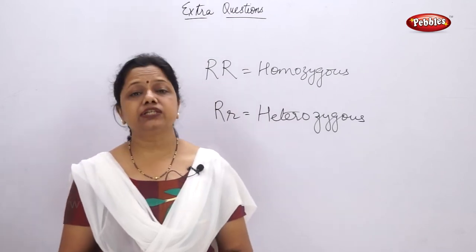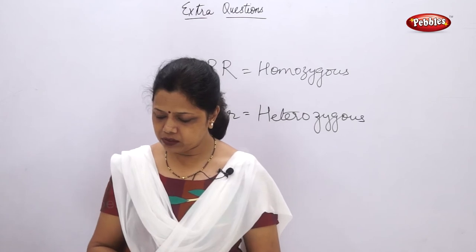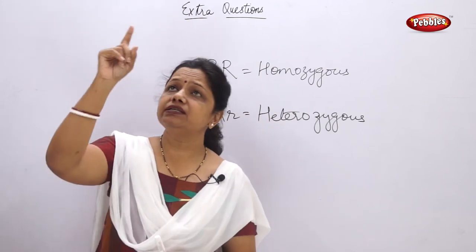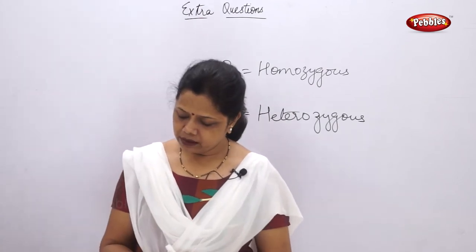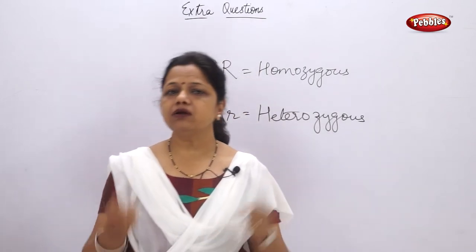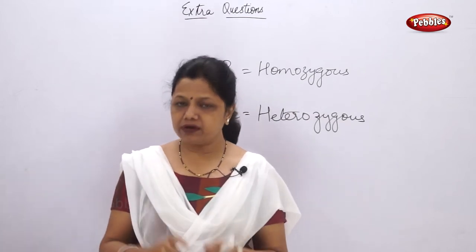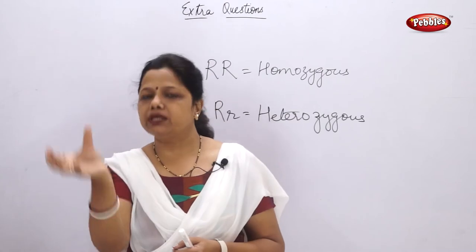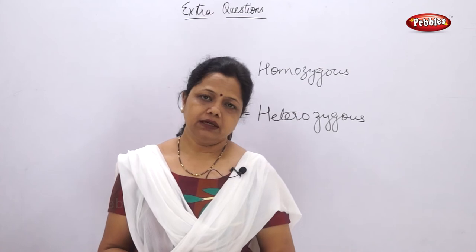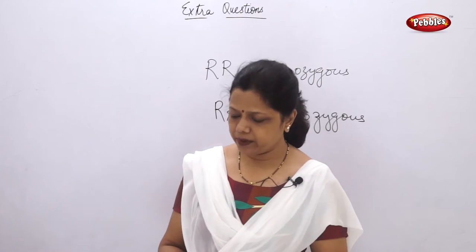Then he took seed shape, round shape or wrinkled shape. Then he took flower position, that means whether it is axial position or terminal position. Then he took pod color, whether it was a green colored pod or a yellow colored pod. Then he took the pod shape, whether it was constricted shape or full shape. Then seed color, gray seed or white seed. So these were the different contrasting characters which he took for his experimentation purpose.